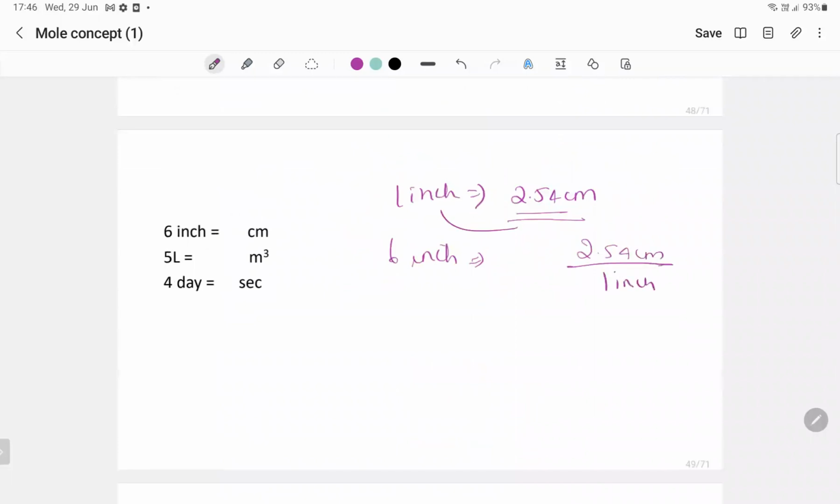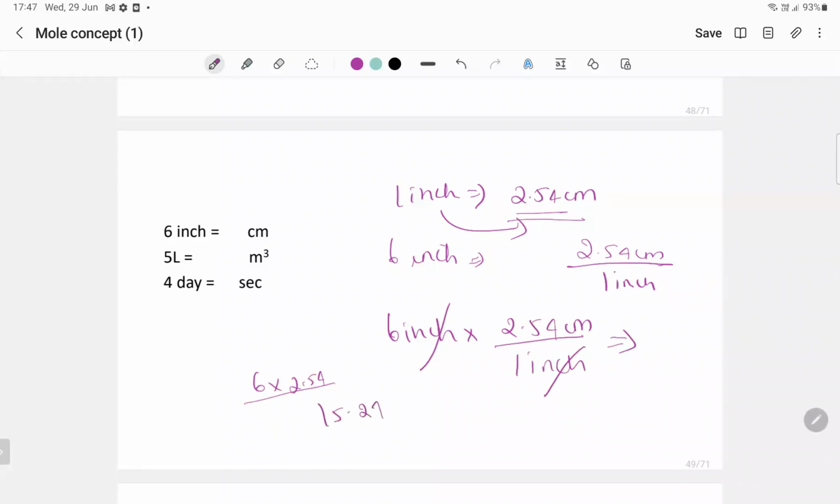According to the factor table method, you have to do it as 2.54 centimeter divided by 1 inch. Bring it down. Correct? So 6 inch into 2.54 centimeter divided by 1 inch. This inch and inch will get cancelled. So 6 into 2.54 is equal to 15.24. Very good. 15.24 centimeter. Now we have converted it.